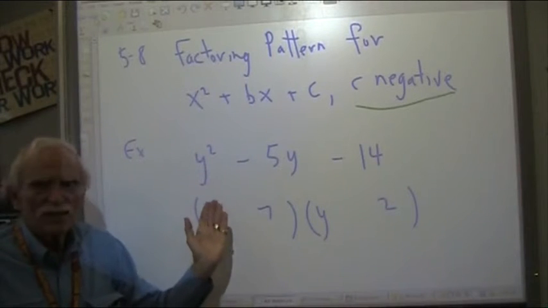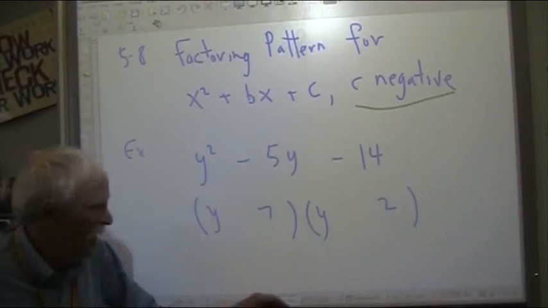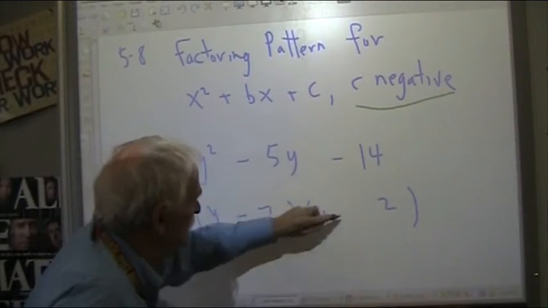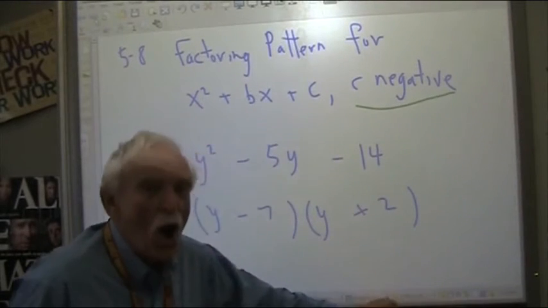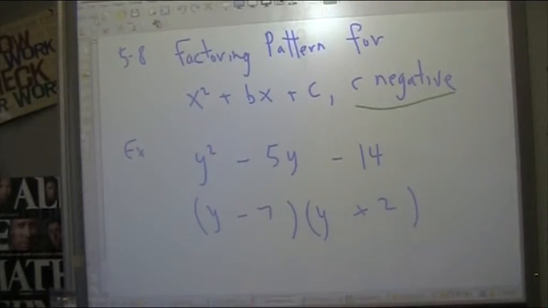So, where do I put the minus sign? On the 7? Negative 7 plus 2. Minus 7 plus 2. Why is it minus 7? Okay, very good question. So, ladies, say you write that down, and now we want to check to make sure that it is correct. How do we check? FOIL.